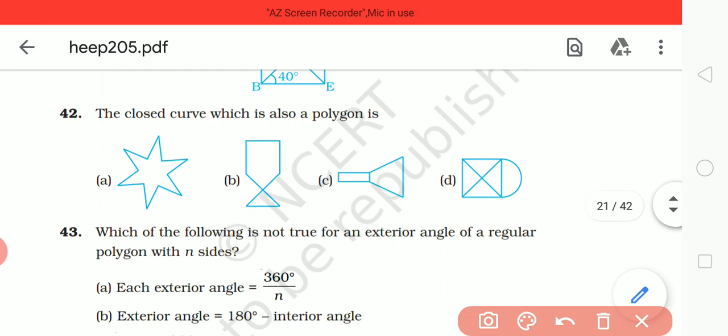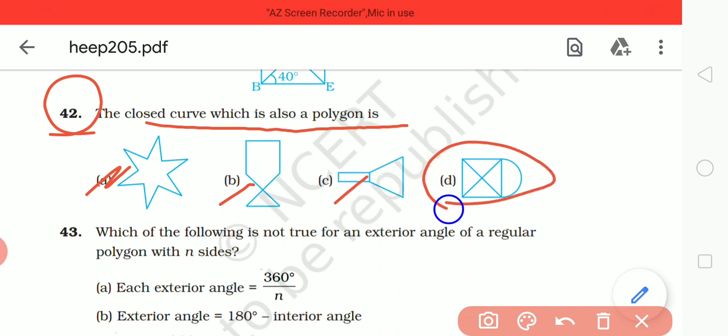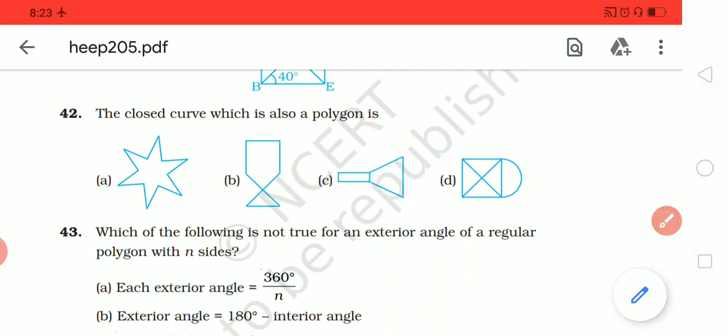Now come to 42nd question. The closed curve which is also a polygon is. Okay, you know that according to the definition of the polygon, a closed curve made up of straight lines only is a polygon, right? So this is a polygon, this is also a polygon, this is also a polygon. This one given here is not a polygon, right? So these are polygons but this is not a polygon, right?